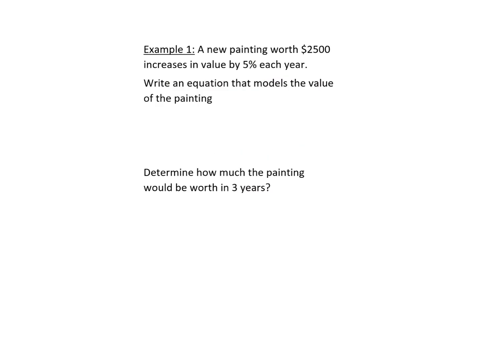Okay, so let's look at some examples. Here we have a painting with an original amount of 2,500. So it's giving us the starting amount, or the starting value, and it is increasing, so we know it's growth, by 5% each year. And we want to first write an equation that models the value of the painting. So remember, all models are a starting amount, a common ratio, multiplied by a certain number of times. So the starting amount, I'm going to say V for value. The starting amount is 2,500.